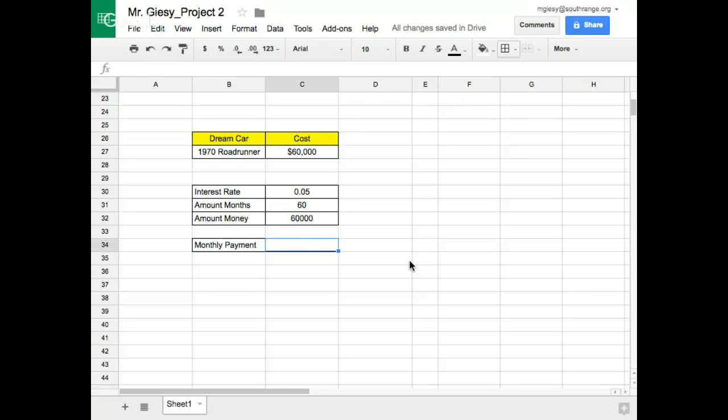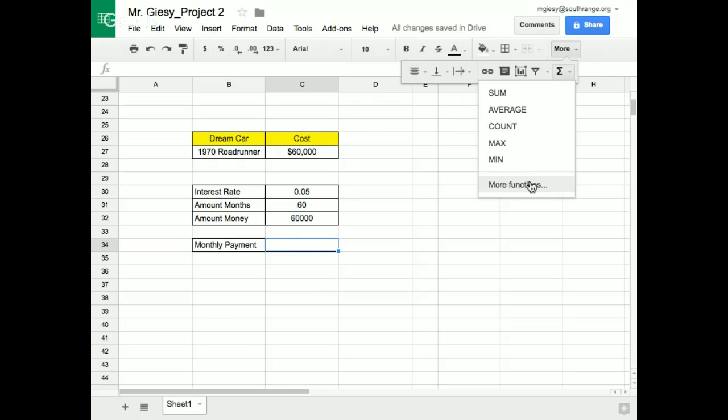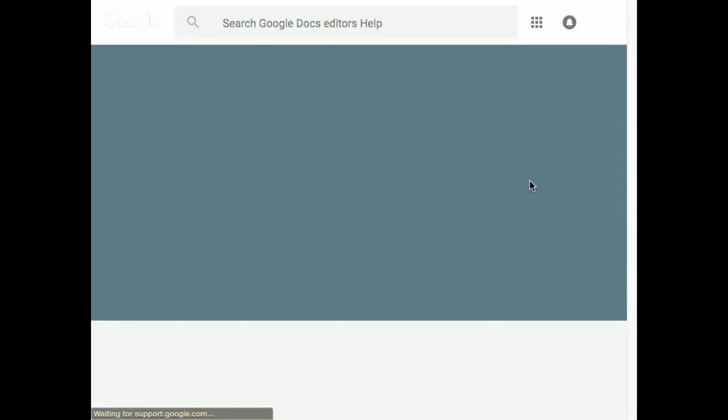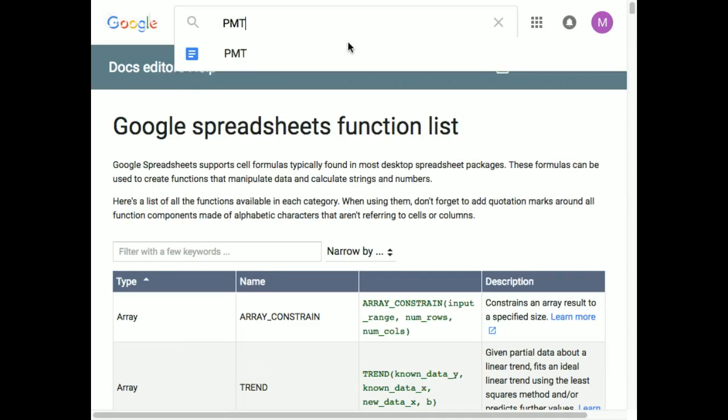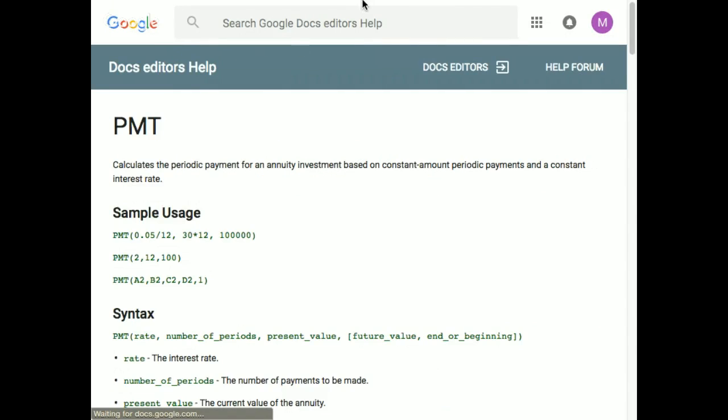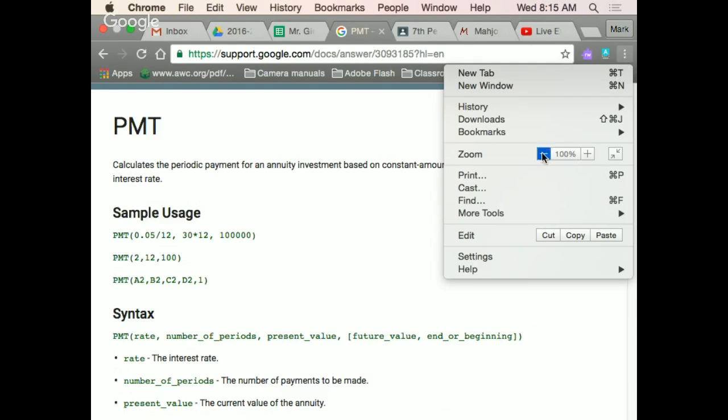Now we're going to put a function in this cell. I need to go to function and more functions. Okay. And when I do that, it takes me to the Google spreadsheet function list. In the Google search part, I am going to try PMT. That's the name of the financial function that we want to use. Click on PMT. I'm going to make this part just a little smaller.